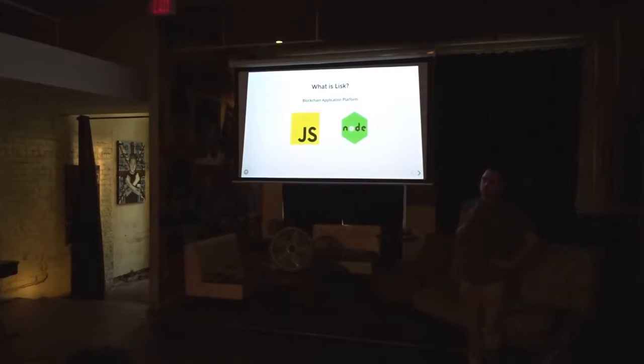So what is Lisk? Lisk is a blockchain application platform that's based in JavaScript and Node.js. This is one of the most accessible programming languages in the entire world. So more developers will be able to understand the code of the blockchain than any other. It's really bringing the power to even lesser developers. Some of these people that are just learning may be able to use this because the tools are going to be so robust. Next.